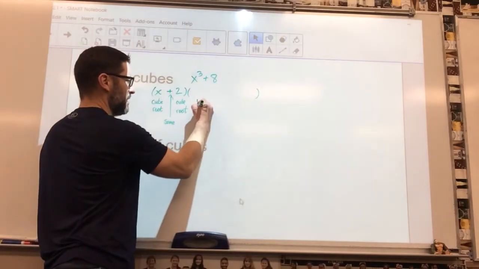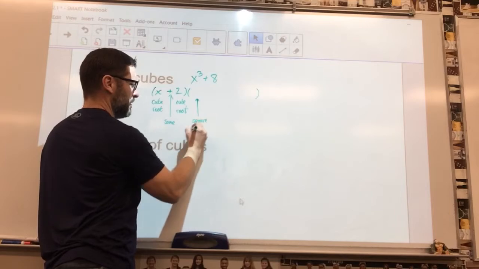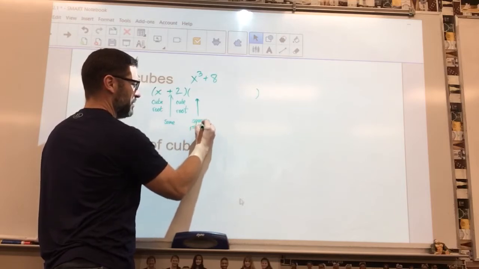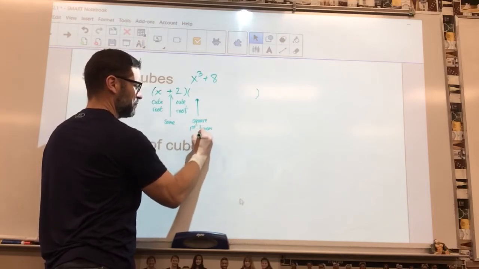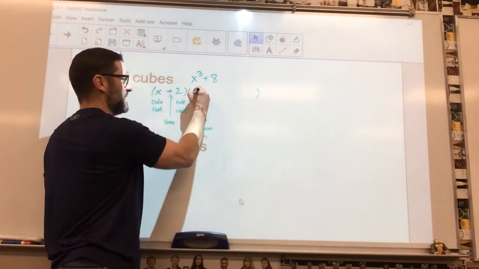Okay? Here, you square the first binomial term. So that value right there, that x, it gets squared and it becomes x squared.